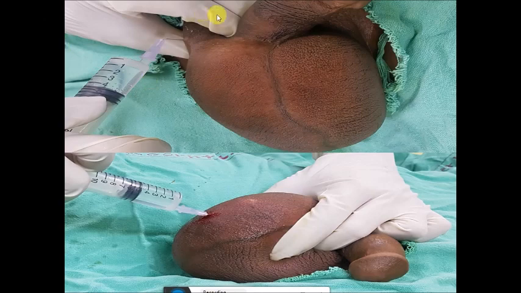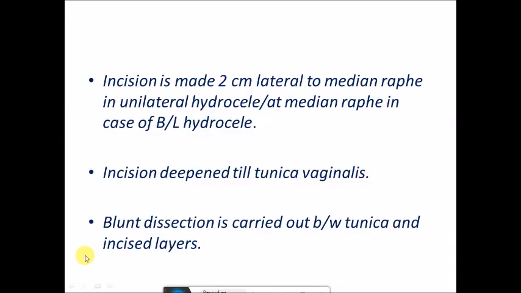Now, this picture is showing the infiltration of lignocaine into the cord. This desensitizes the testicular sensations, and this is infiltration along the line of incision in skin and subcutaneous tissue, or there is very little subcutaneous tissue, so we can say skin infiltration only, and this is the median raphe. You can see this must be 2 cm lateral. Now this is the procedure.